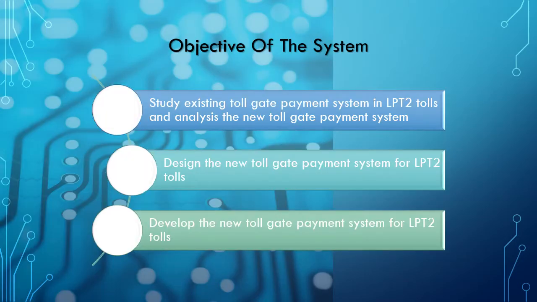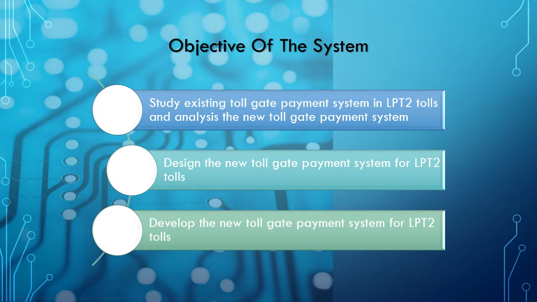Objective of this system. There are three types of objectives in this system. First is to study the existing system and analyze the new system. Many users used to pay the toll by cash or by the Touch 'n Go cards and Smart Tag. The users need to prepare the exact amount of cash for the payment or take great care of their cards so that they won't get lost, to avoid extra trouble.